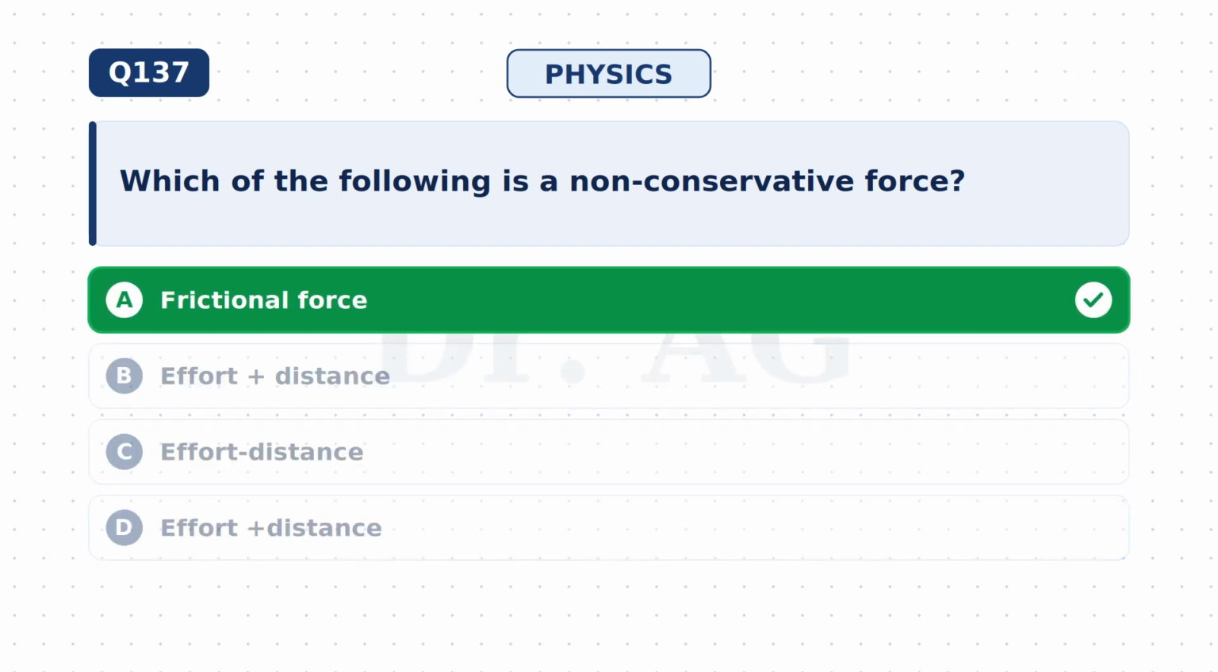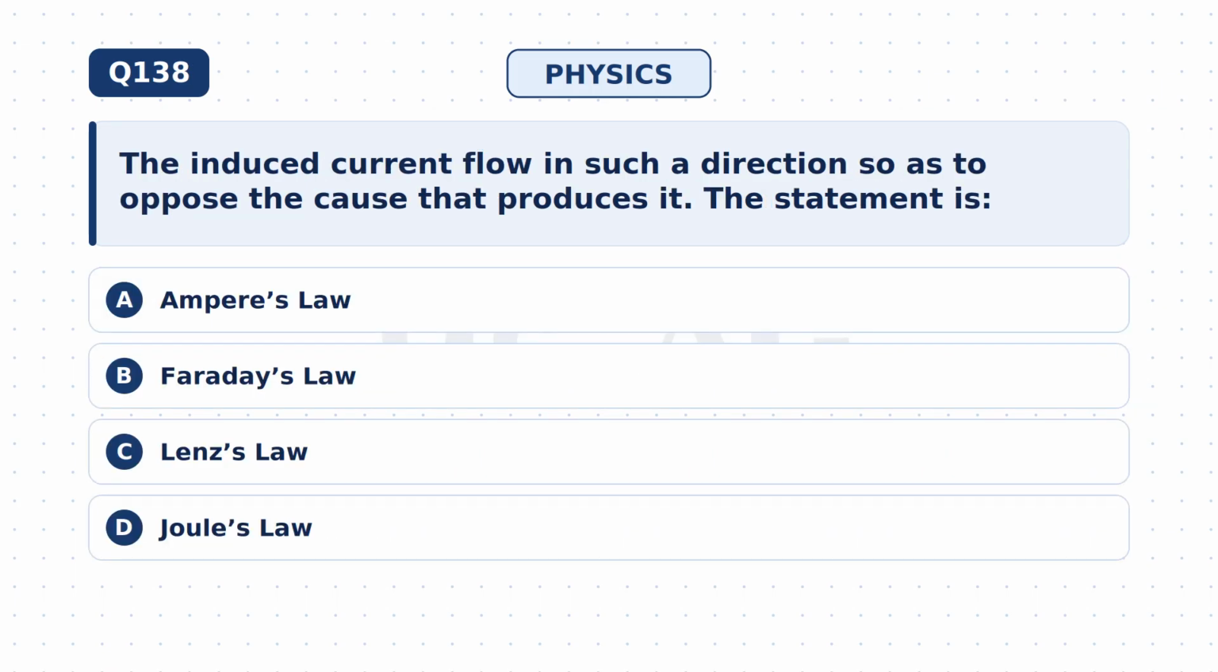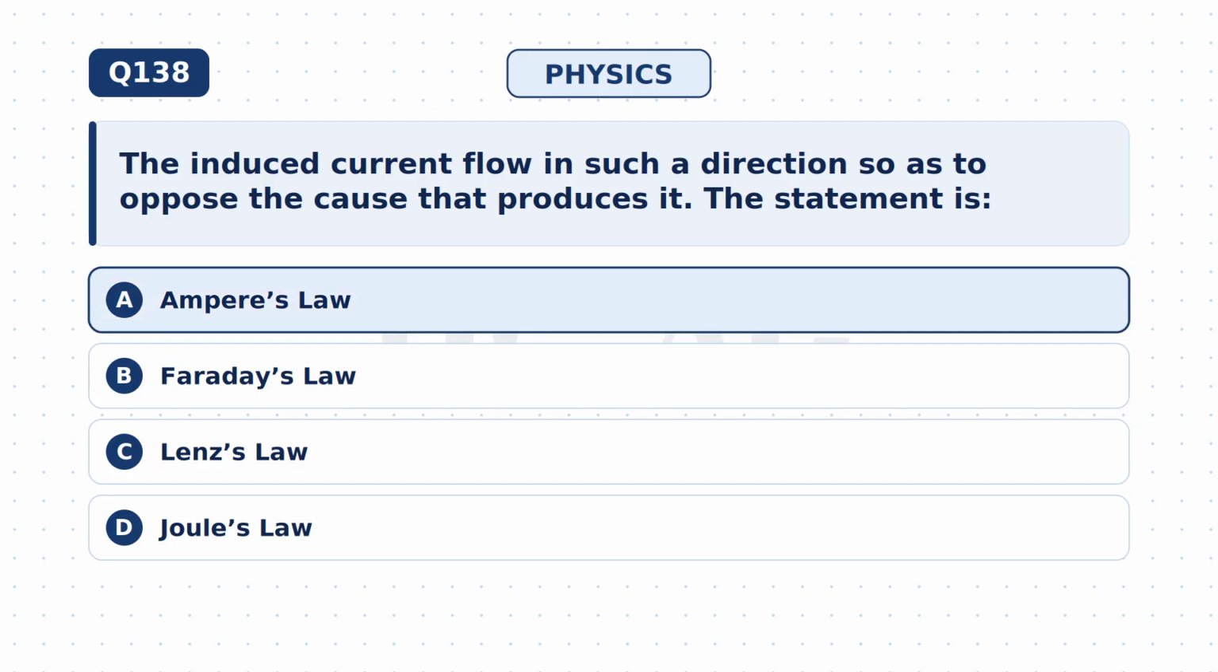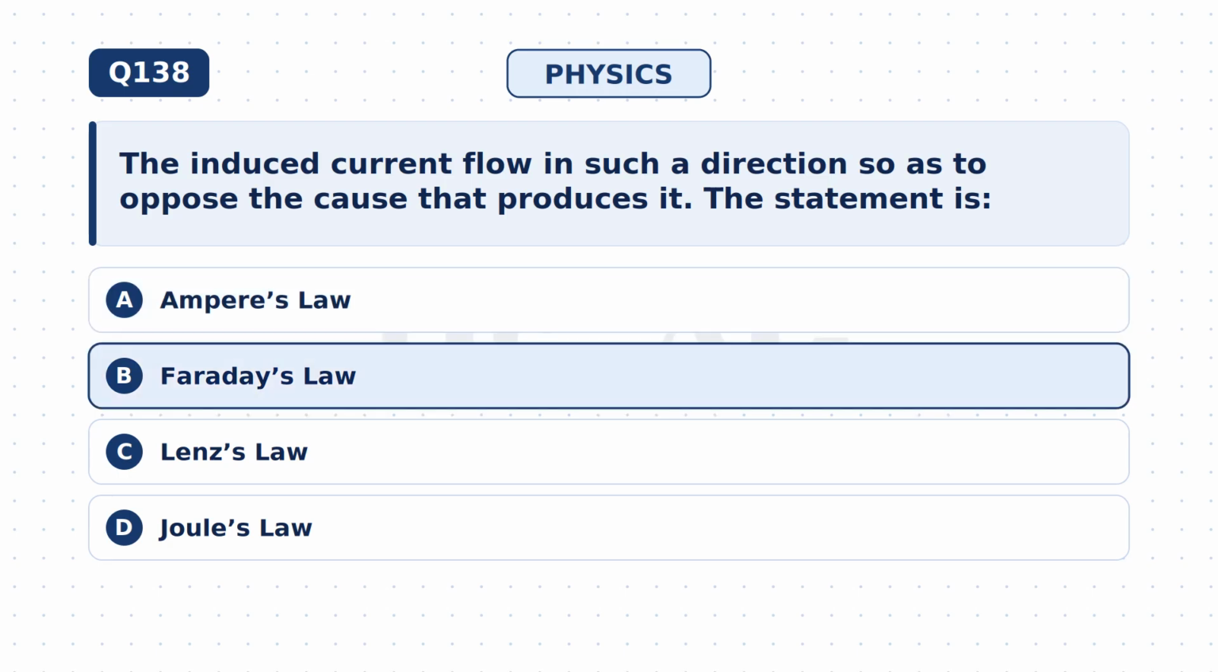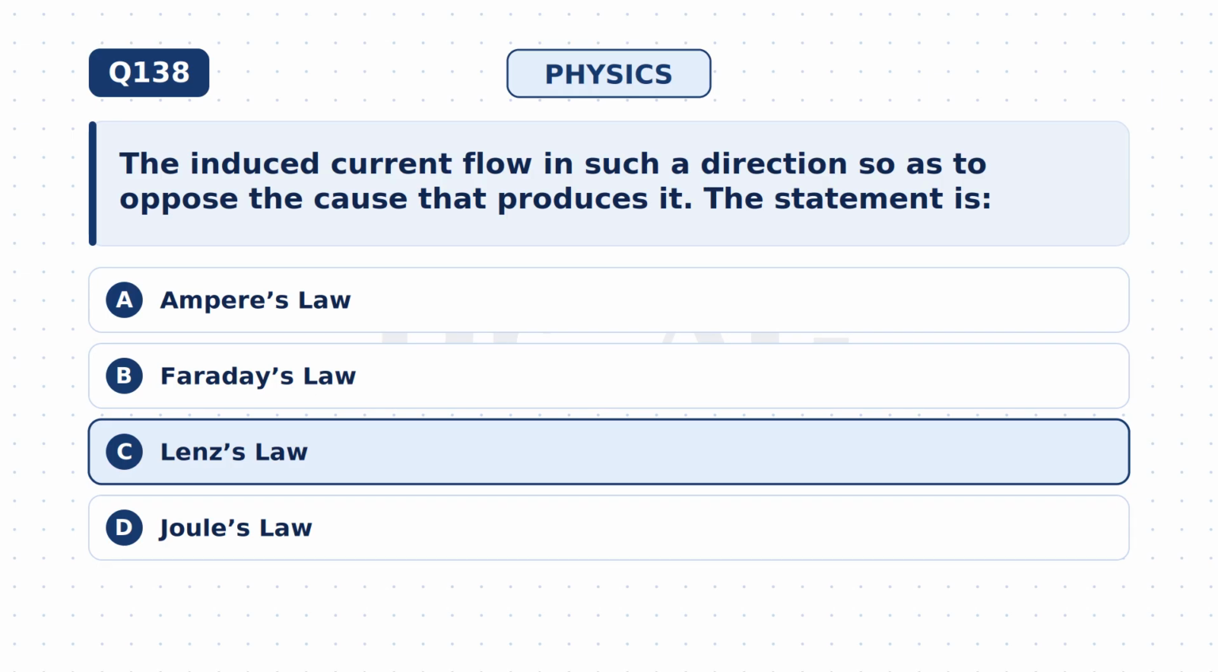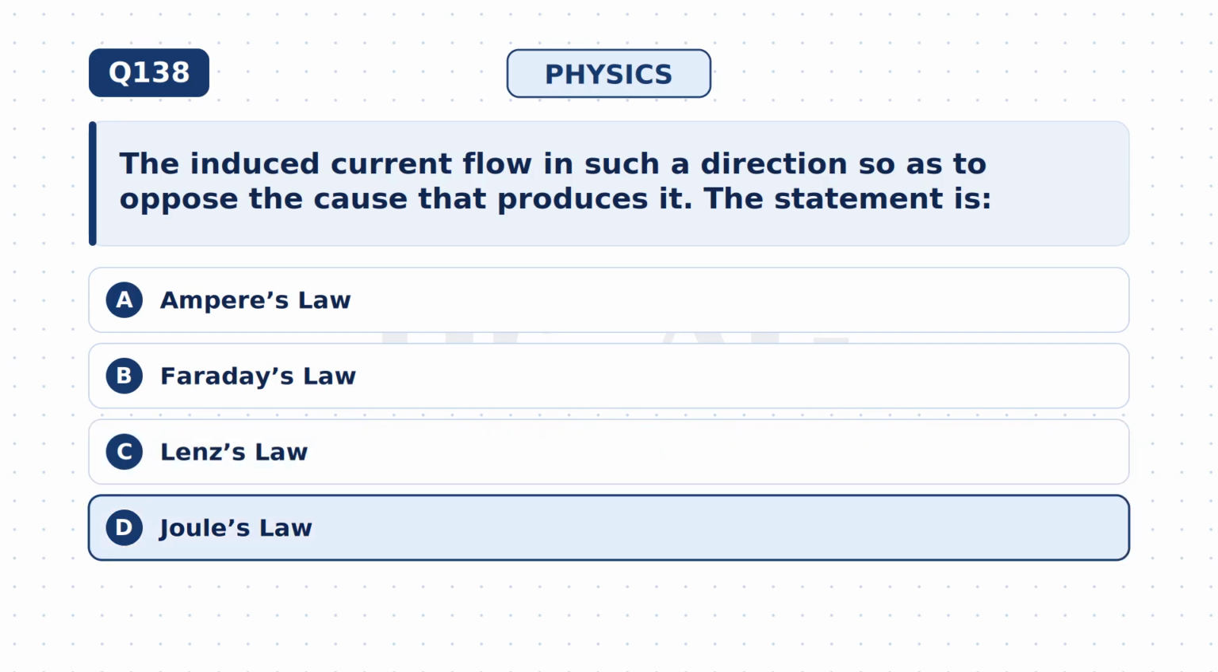The correct answer is A, frictional force. Question 138. The induced current flows in such a direction so as to oppose the cause that produces it. The statement is. Option A, Ampere's law. Option B, Faraday's law. Option C, Lenz's law. Option D, Joule's law.